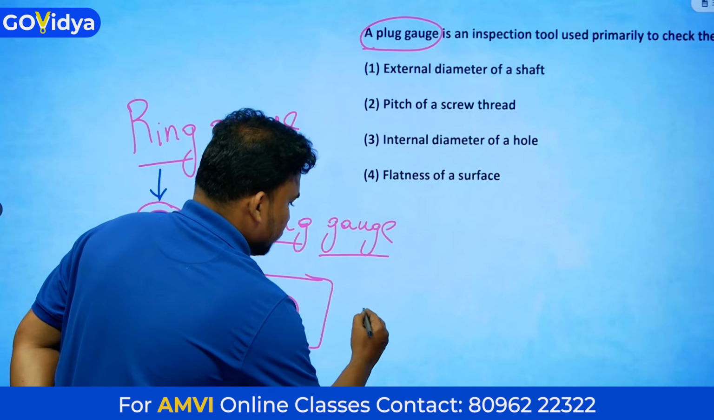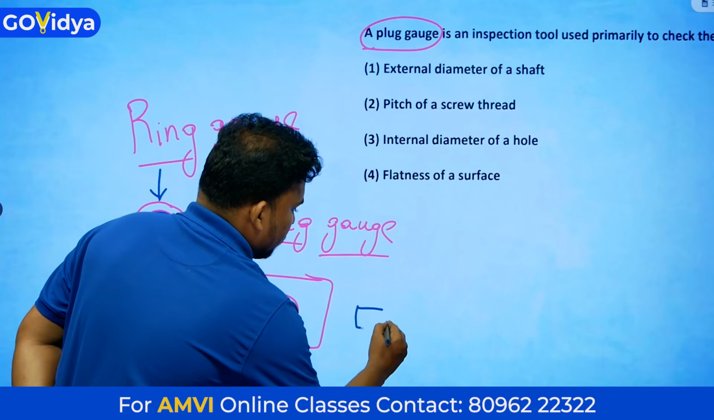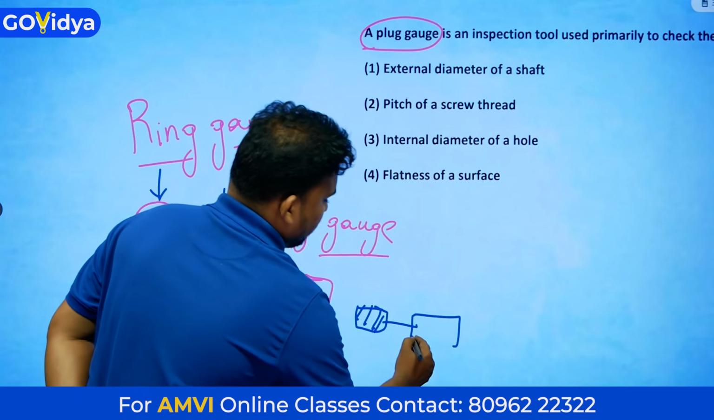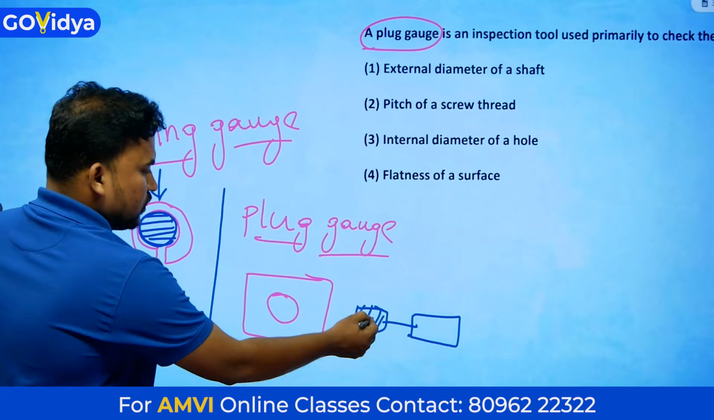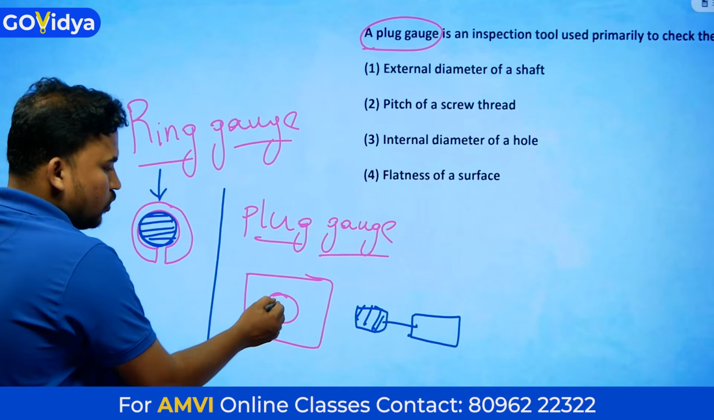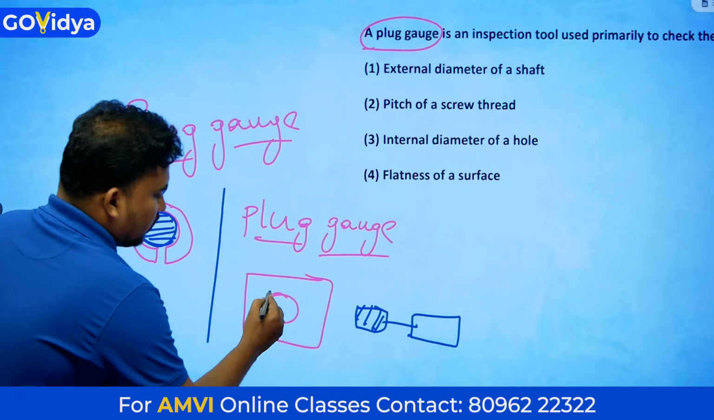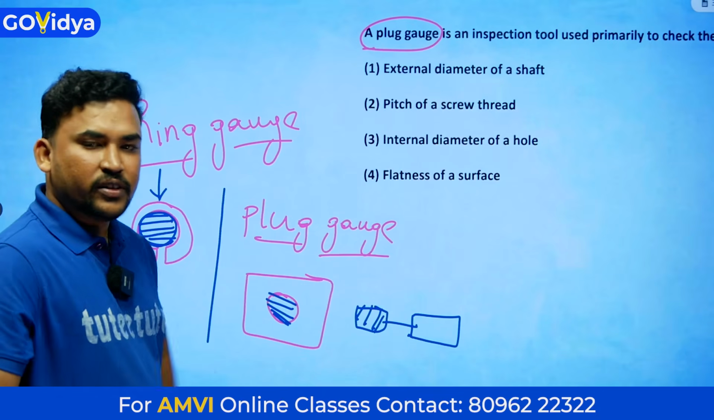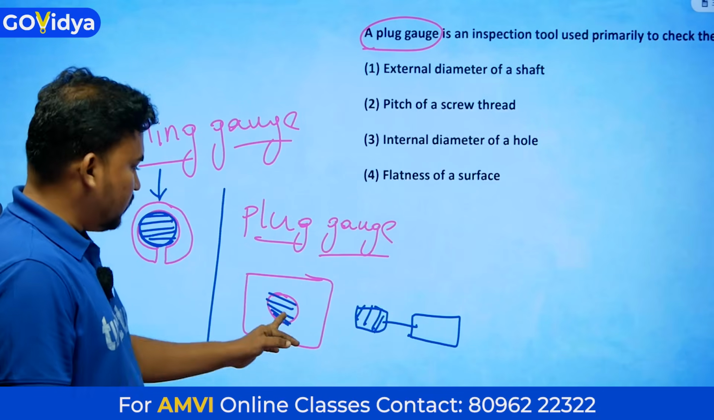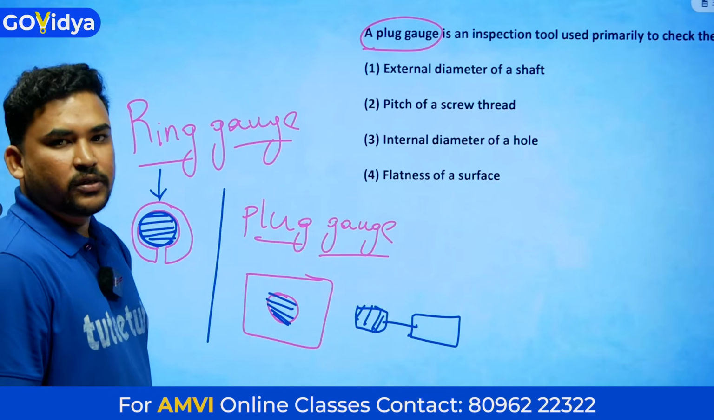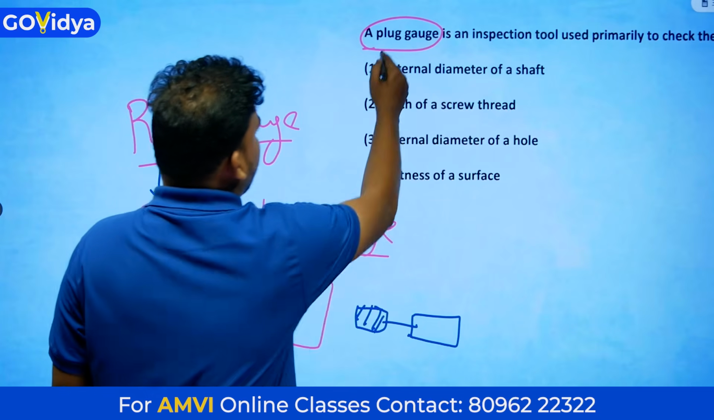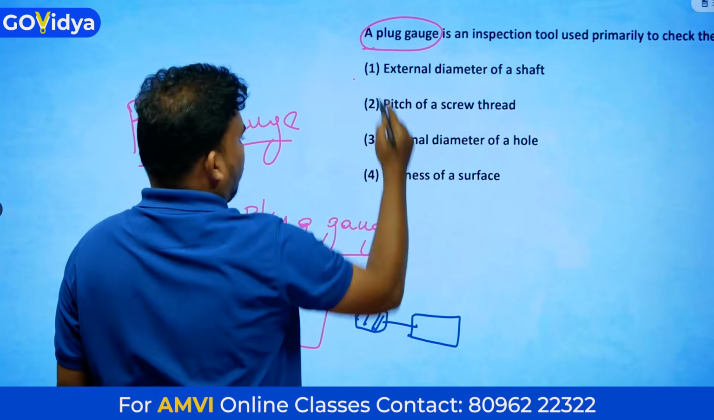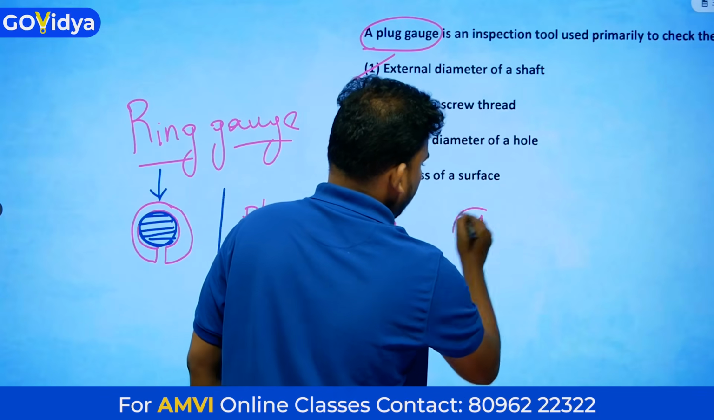Plug gauge is like this. There is a handle. So I need to push this gauge inside the hole so that whether it is within the limit or not, it will tell. If it is not within the limit, we will not use this hole for applications. So the answer is the plug gauge, right? Plug gauge is used for the external diameter of the shaft. Option 1 is the correct answer.